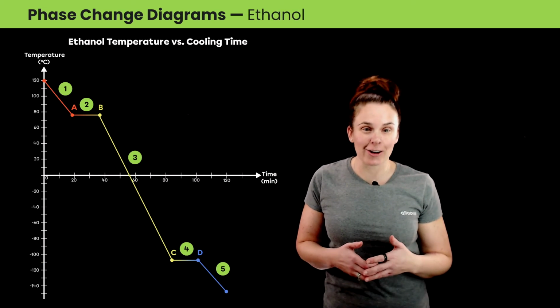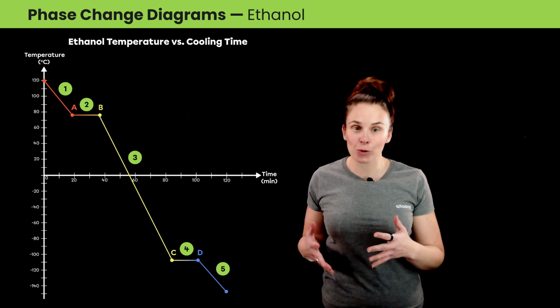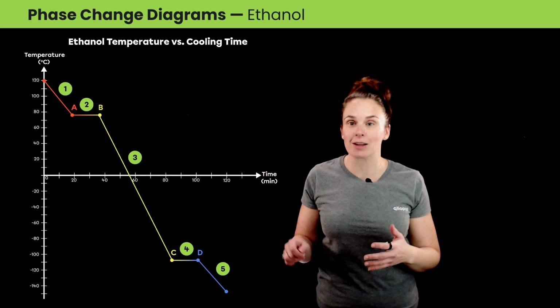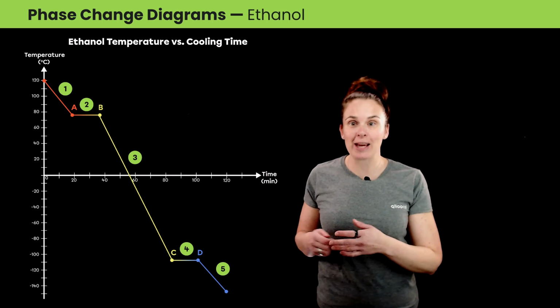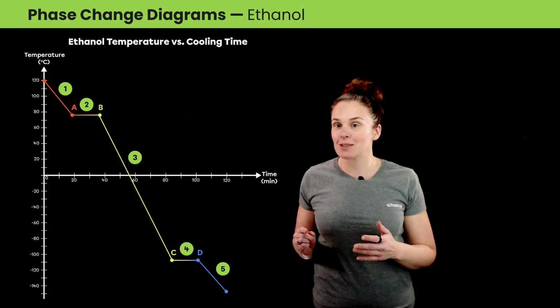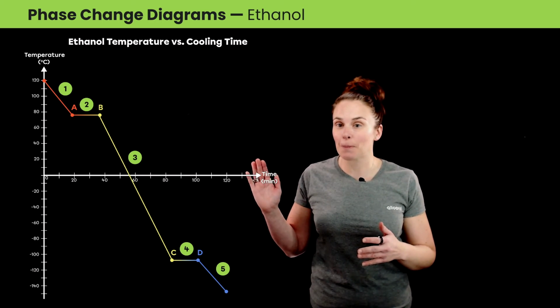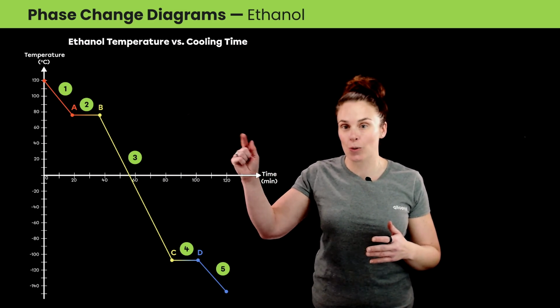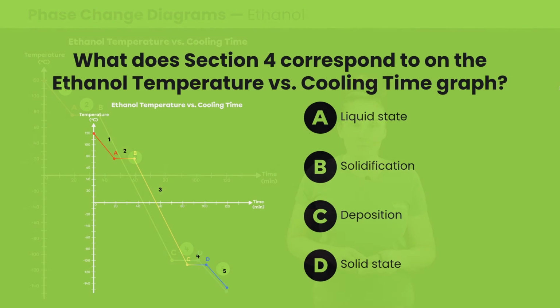The phase change diagram can also be used for cooling, or when temperatures are decreasing. So here in this diagram, we have ethanol, and ethanol is a type of alcohol. And so as you can see from this diagram, it's starting from a very high temperature and it is cooling down. So it's going downward, if you will. What does section 4 correspond to on the ethanol temperature versus cooling time graph? Is it A, liquid state, B, solidification, C, deposition, or D, solid state?